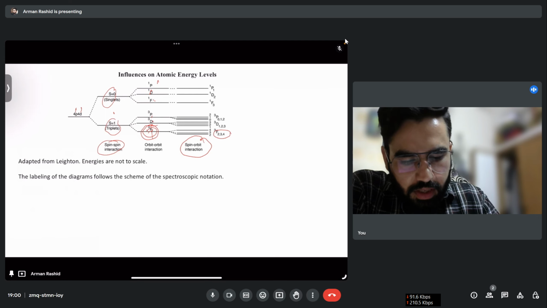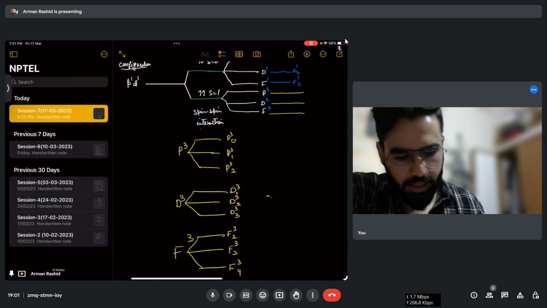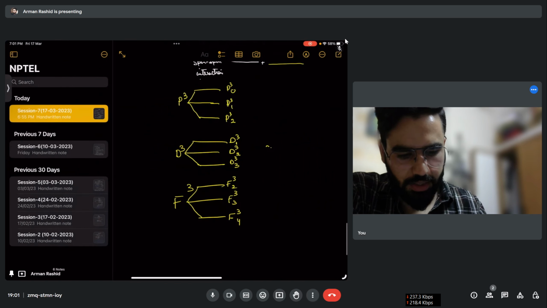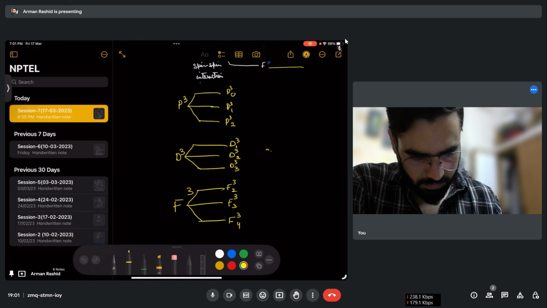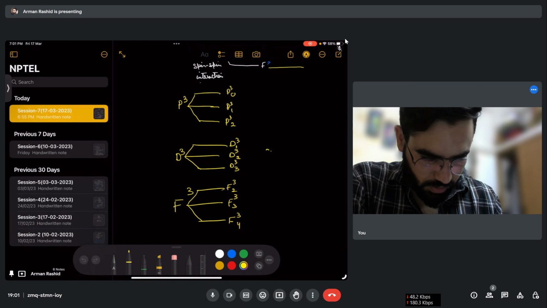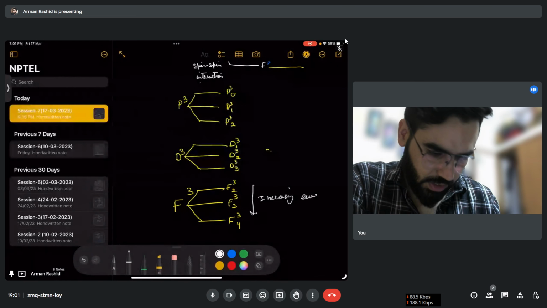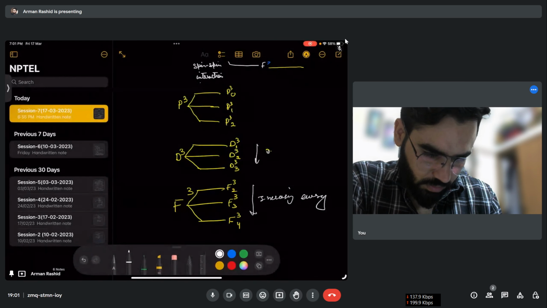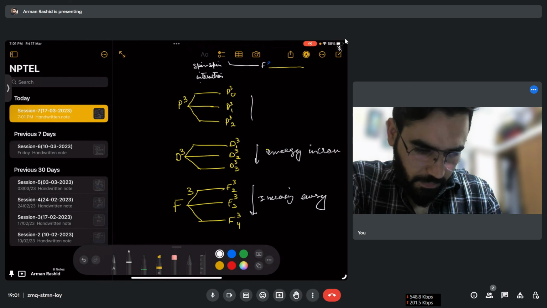So here what I have done is it is 2 3 4. The state with the lowest total angular momentum will be more stable as compared to the one here. In my diagram we have probably put the opposite direction. So we can write this as increasing energy. Similarly, this is energy increase.